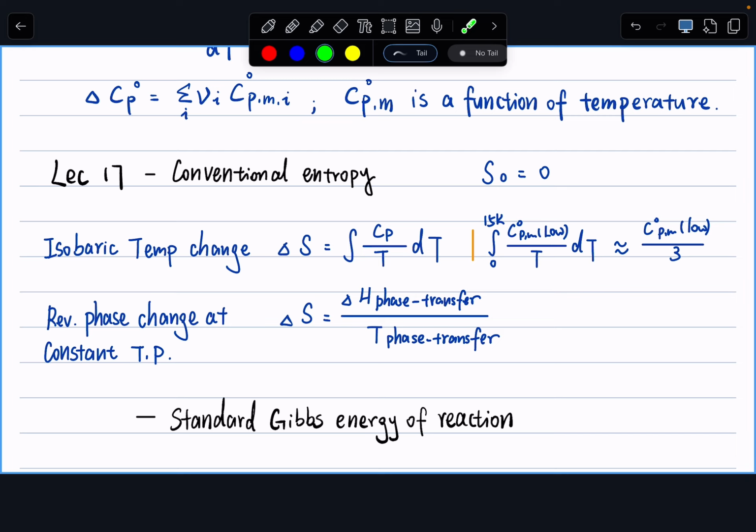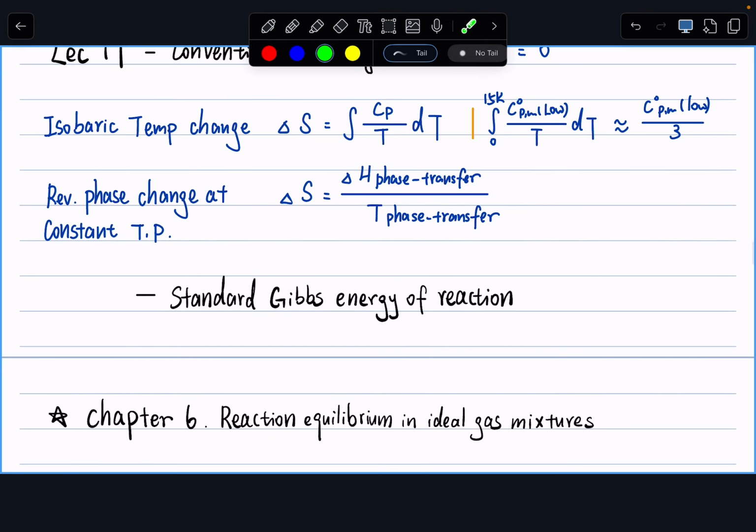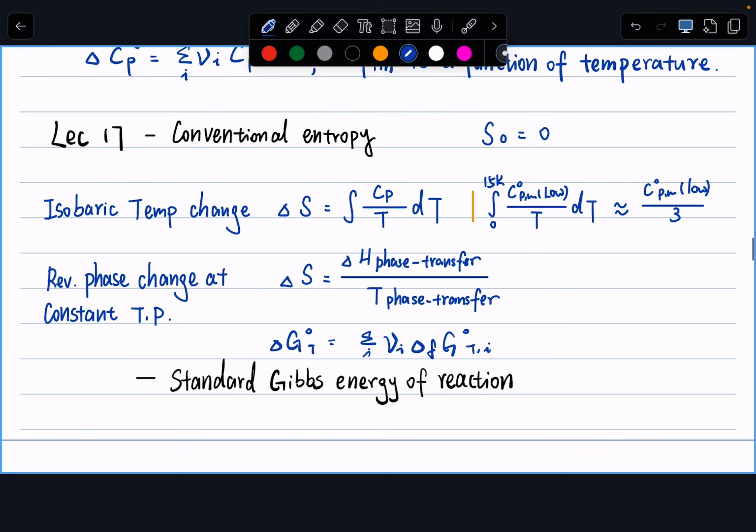And then we have delta H and delta S defined. Obviously, the next one is talking about the standard Gibbs free energy of the reaction. You can do that in two different ways. You can either use G equals H minus TS, or you can use our thermodynamic table, which is your delta G of the reaction equals the stoichiometric coefficient times the standard Gibbs free energy of formation at a certain temperature for species i.